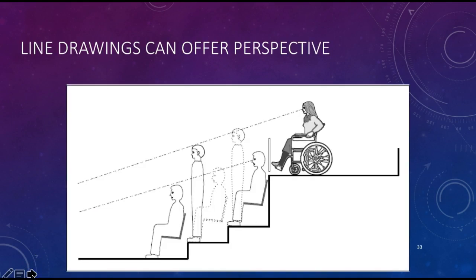And this is another line drawing, and this shows point of view, and you can see that your perspective, or what your sight line is, is very different if you are standing than if you are in a wheelchair. And so this line drawing can demonstrate that, where if I had this as a photograph of a person sitting in a wheelchair and a person standing on a step, it really, without these lines, wouldn't give us the same kind of information.